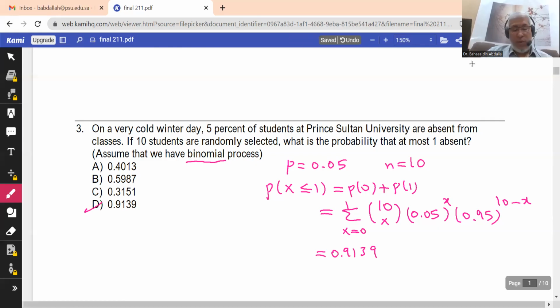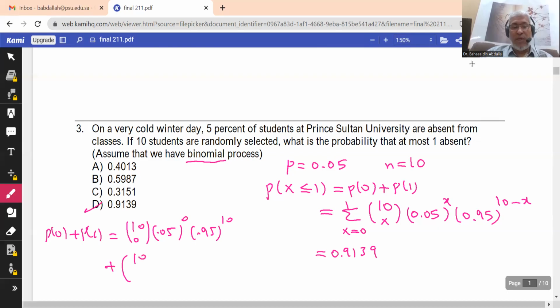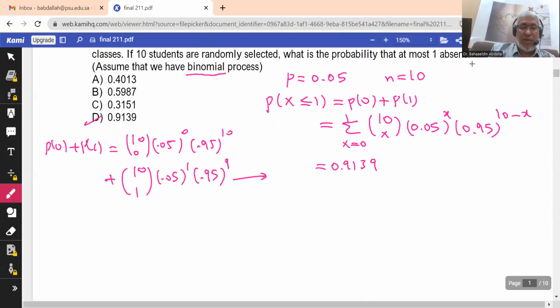If you want to use the formula directly, then probability of 0 plus probability of 1 would be 10C0 times 0.05 to the power 0, times 0.95 to the power 10, plus 10C1 times 0.05 to the power 1, times 0.95 to the power 10 minus 1, which is 9, and you will get the same answer.